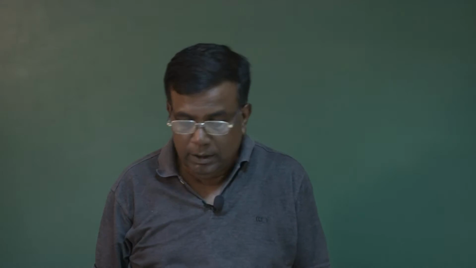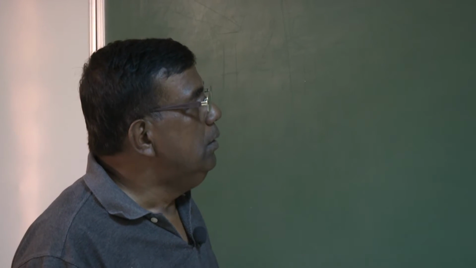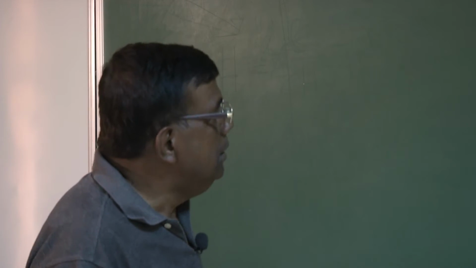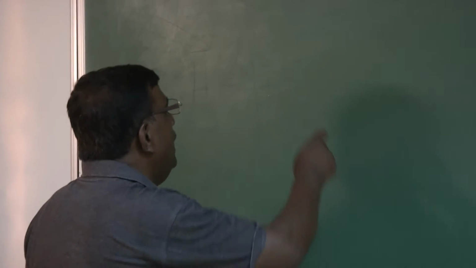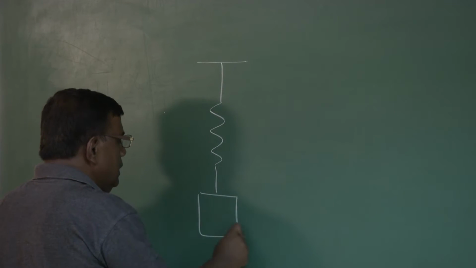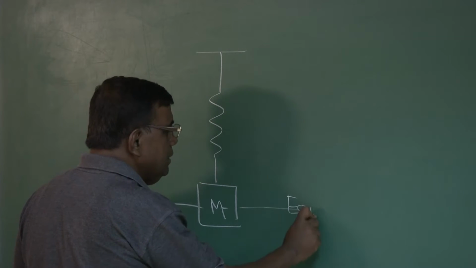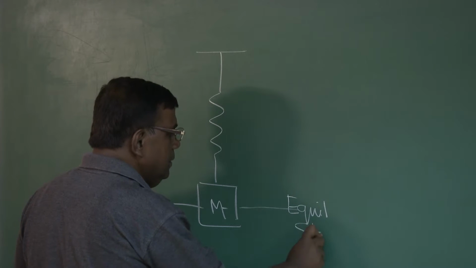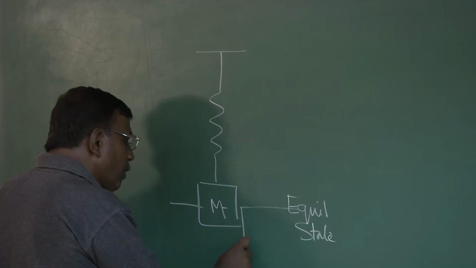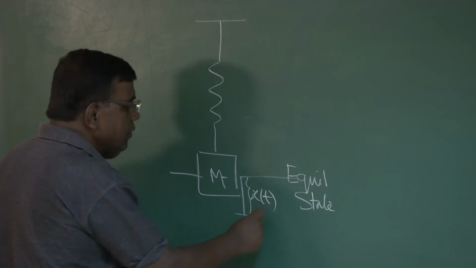Good afternoon, friends. We are continuing our discussion on aircraft dynamic stability. And by now, we are very clear that our approach will be, as I illustrated through the mass spring damper system: identify the equilibrium state, perturb it with a very small perturbation, and then write the equation of motion.